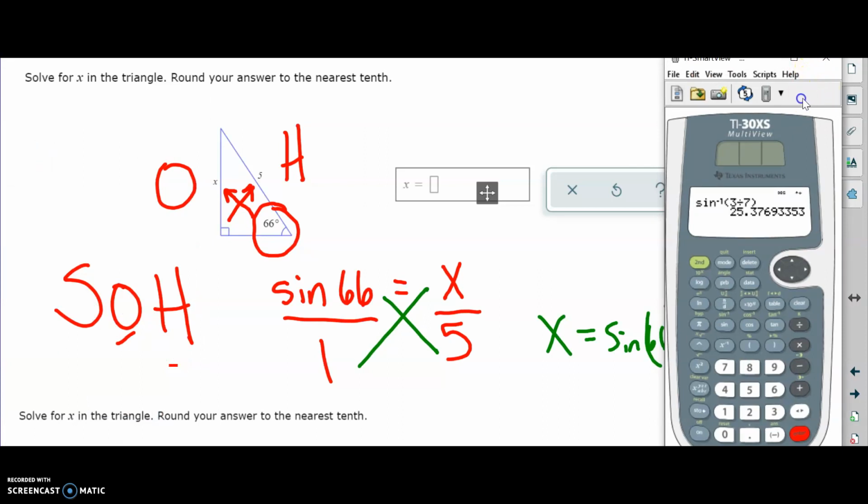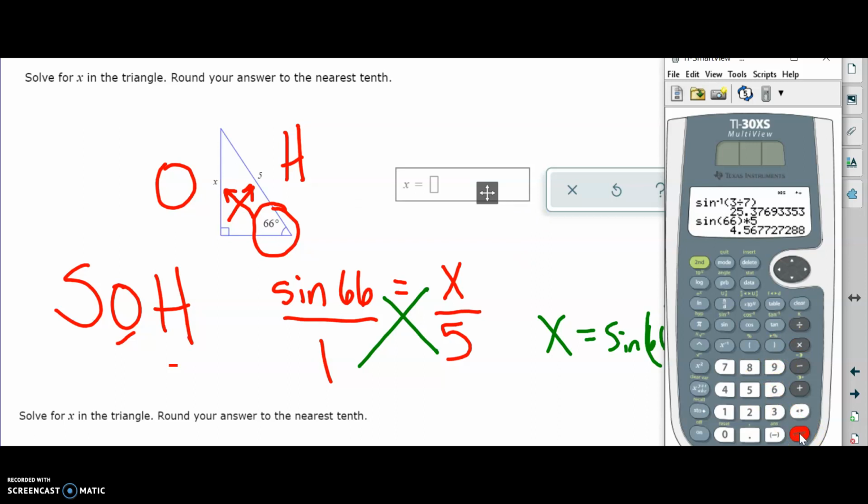You would type the 66 first, and then the sine button, and then hit times 5. Okay, on mine, I'm going to do the sine 66. Close the parentheses, and then the times 5.